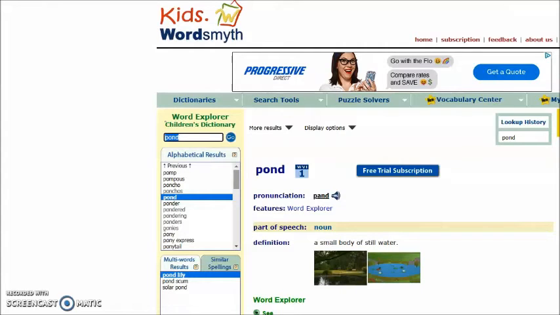After you find the word, please monitor the child when they write the word correctly. Then they can write the definition and draw the meaning of the word. Also, they need to write a sentence using the word.